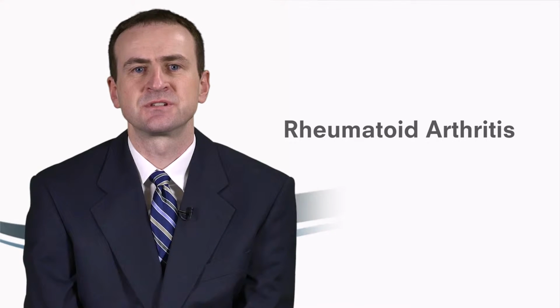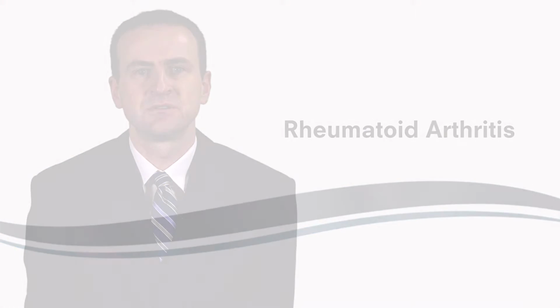Rheumatoid arthritis is the second most common type of shoulder arthritis. Rheumatoid arthritis is a chronic disease that attacks multiple joints throughout your body. It is symmetrical, which means it affects the same joint on both sides of your body. Rheumatoid arthritis is an autoimmune disease. This means that the immune system attacks its own tissues.